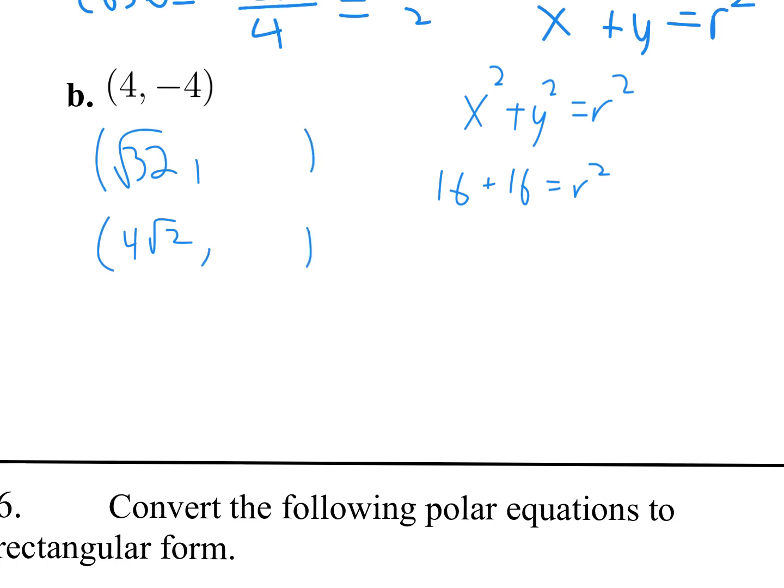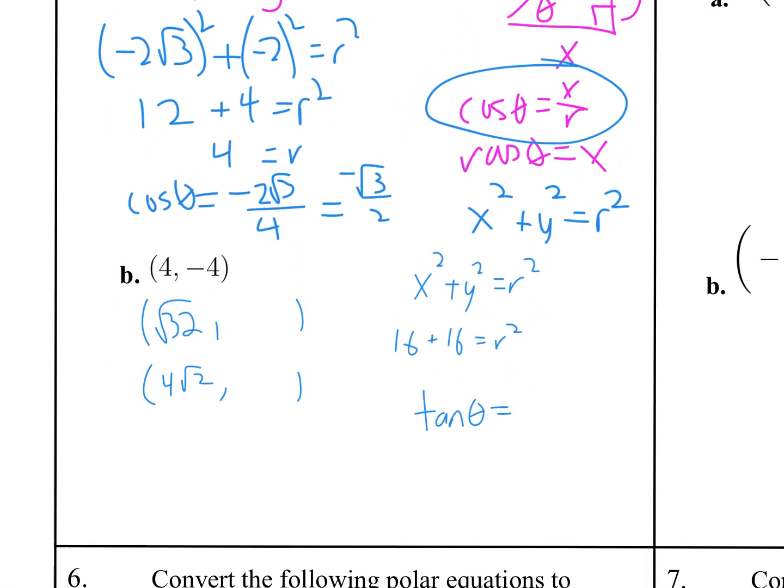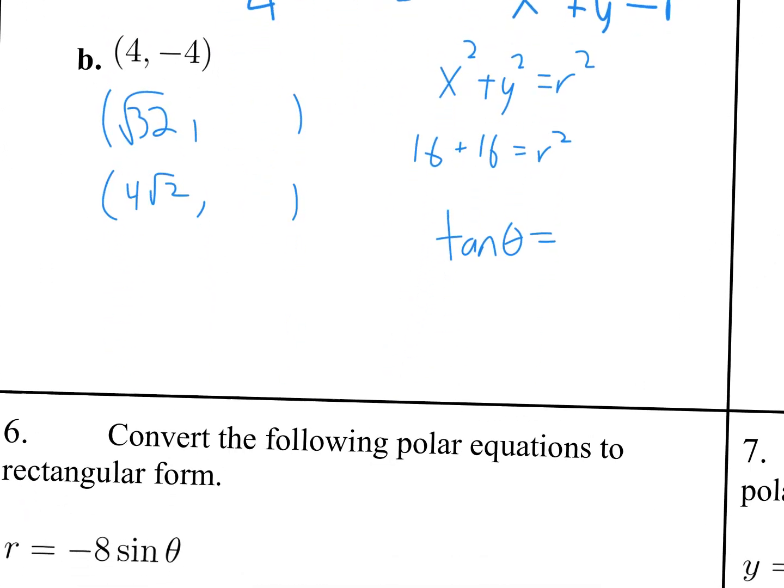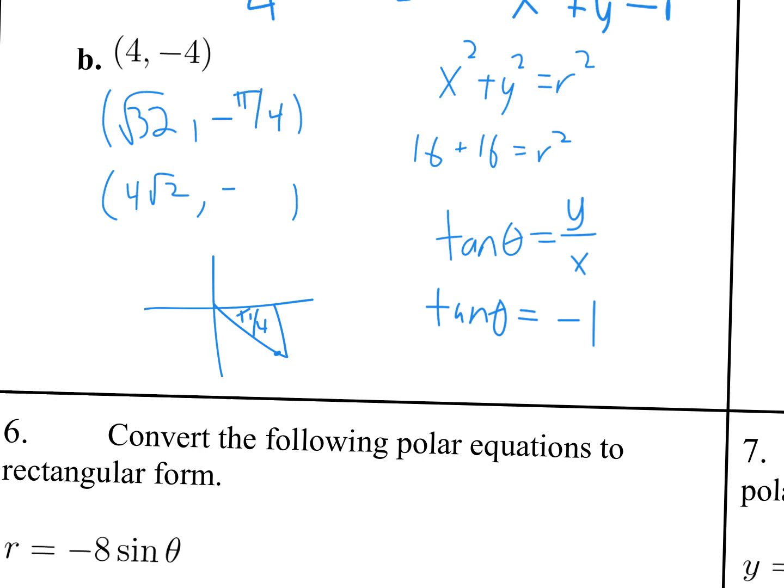And then let's go with the tangent. The tangent of theta, if we look back at our picture, is y over x. This is another way to do it. Doesn't really matter. And so the tangent of theta is negative 1. And for negative 4 is here. Negative 1. So this is going to be pi over 4, but negative. So I could think of it as negative pi over 4. You could also think of it as 7 pi over 4 if you wanted to. It doesn't matter.